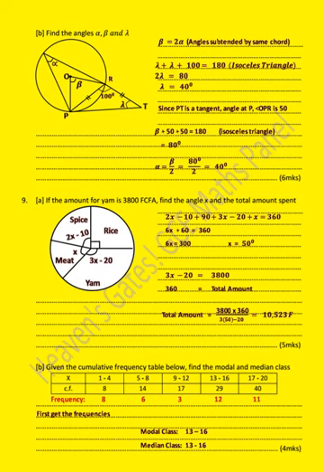Question 9. If the amount for yam is 3,800 francs, find the angle x and the total amount spent. So looking at this pie chart, you have rice 90 degrees, yam is 3x minus 20, meat is x, spice is 2x minus 10. The sum of all of these angles must give us 360 degrees, and when we solve, our x will give us 50 degrees.